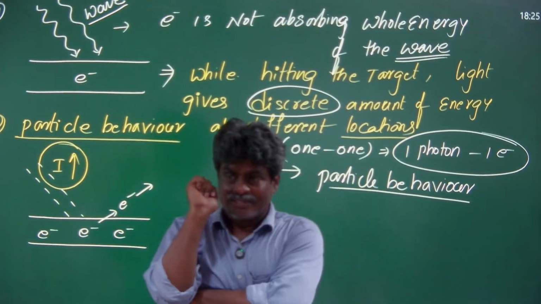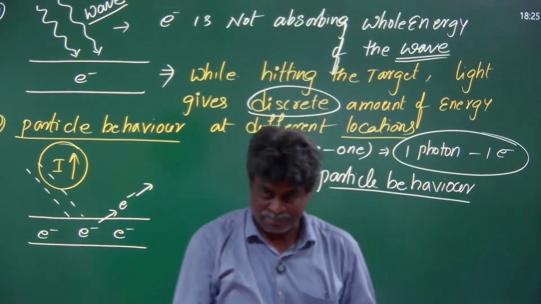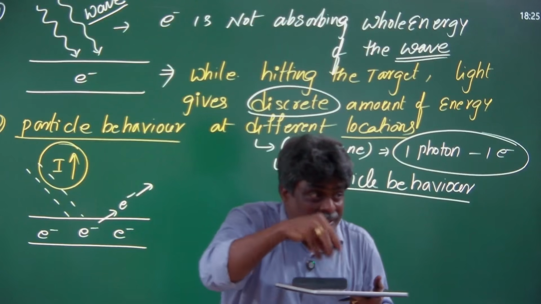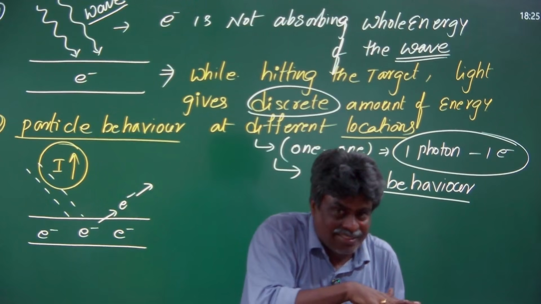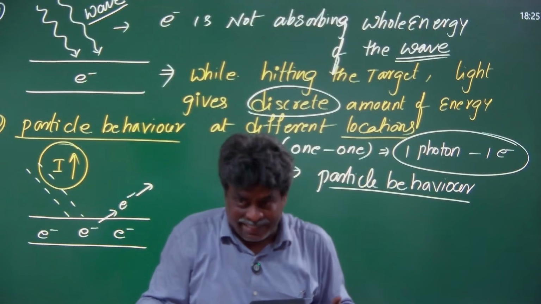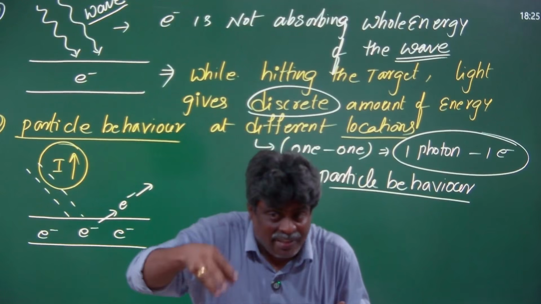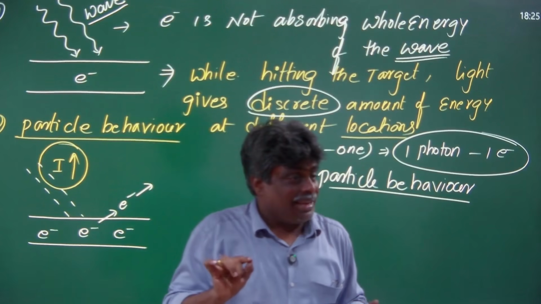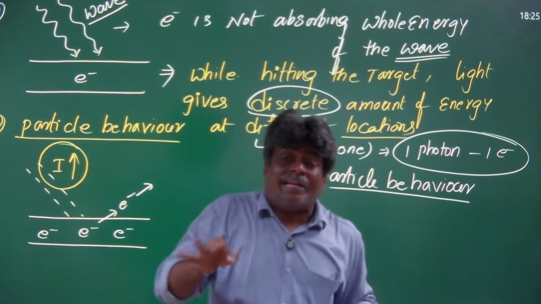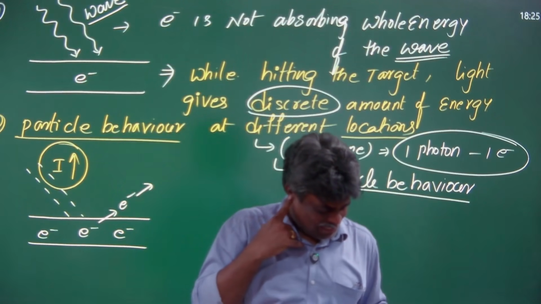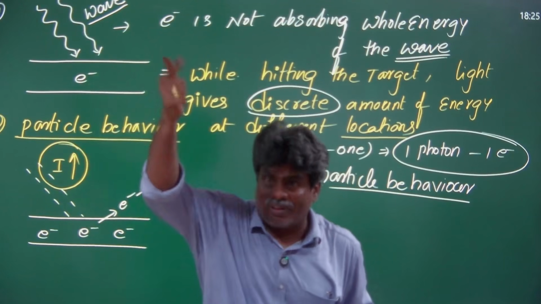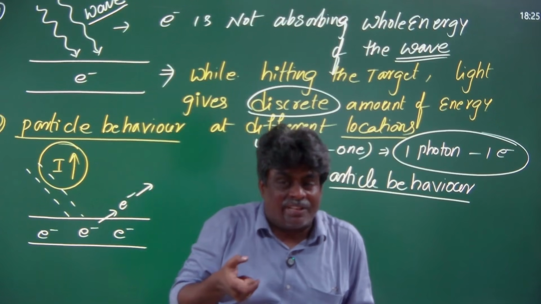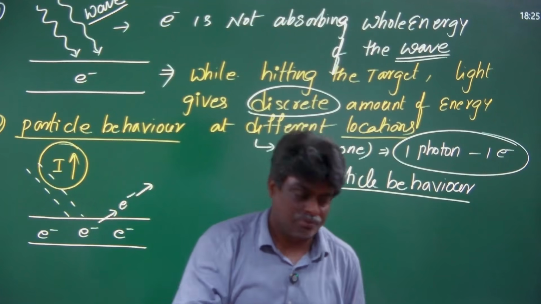Then they explained: while it is hitting, it is giving discrete amounts of energy. After hitting, or while it is hitting, it gives discrete amounts of energy, but it has a probability distribution. Whose probability distribution? Light, photons. That probability distribution behaves like a wave.